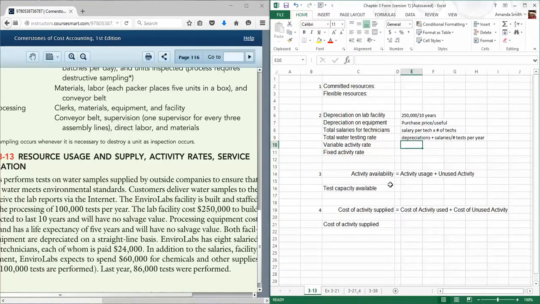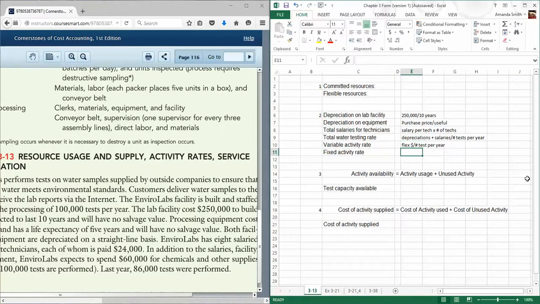With the variable water activity, you're going to take the variable amount, the variable resources, which is going to be based on what you considered flexible resources above. So you're going to take the flexible amount and divide that by the number of tests per year.